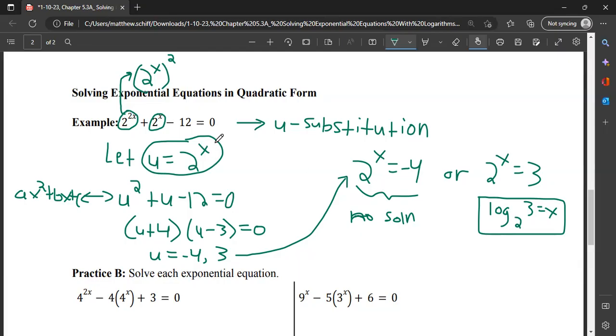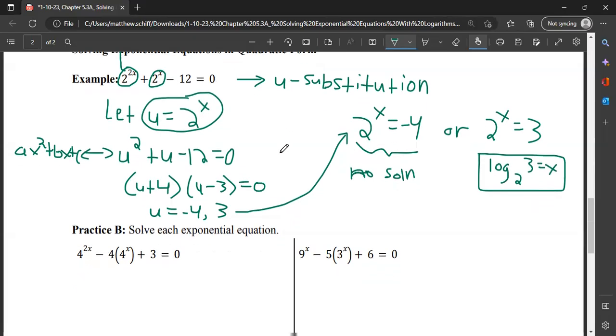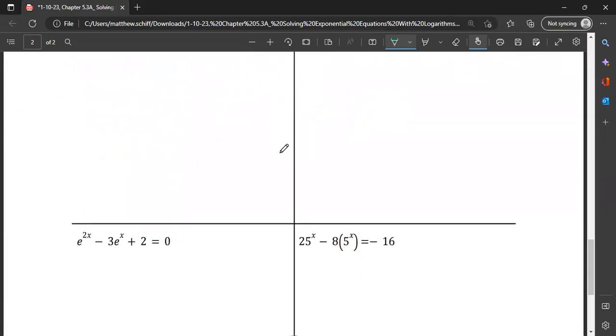Okay, so to summarize this procedure, when you have an exponential equation in quadratic form, I recommend doing u substitution because it turns into a quadratic equation that you're more used to solving. You may elect to solve this equation without u substitution, and that's certainly possible, but I want to emphasize this u substitution because it brings back ideas that you've seen before, and so I think you should consider doing it that way. There are some practice problems down here.